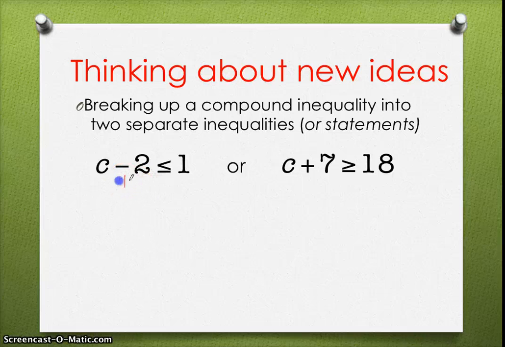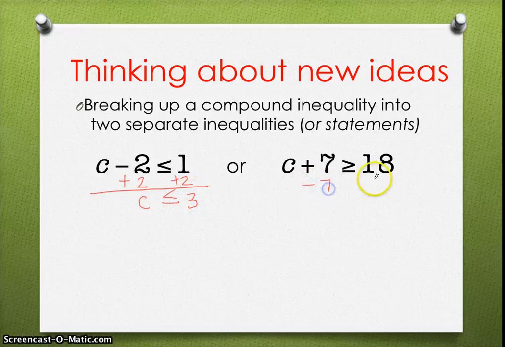So we're going to go ahead and add 2 to both sides because we originally subtracted. So we end up with c is less than or equal to 3. And this one, we subtract 7 on both sides. So we have c is greater than or equal to 11.